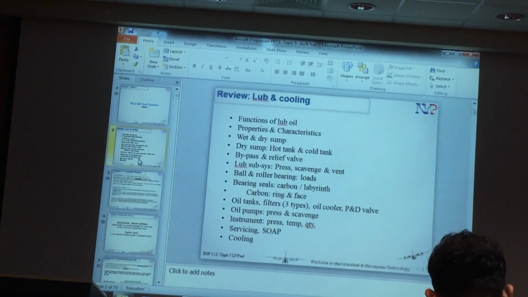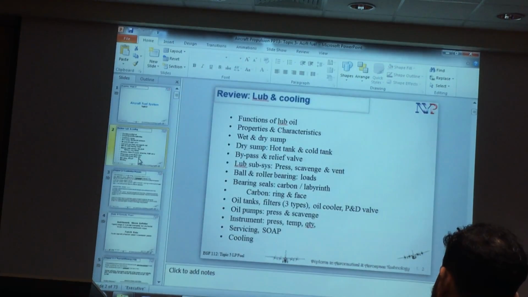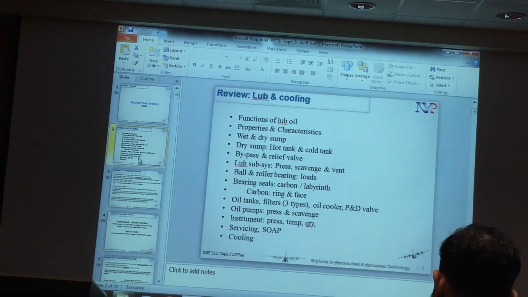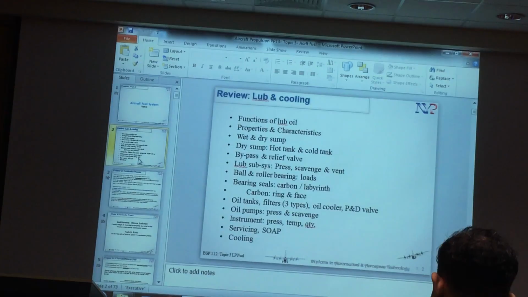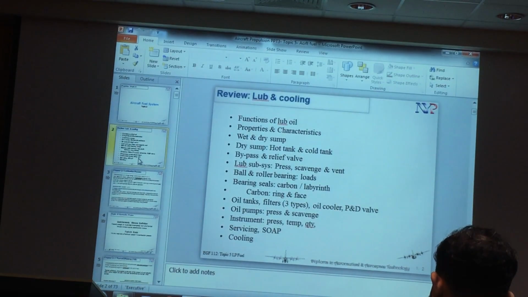Ball and roller bearings, all this. So what is the ball? The ball can carry axial on both sides, radial and axial. Your roller only carries radial, one side only. Your roller can be this way or the other way, so one way only.